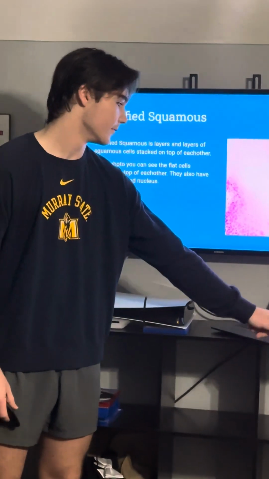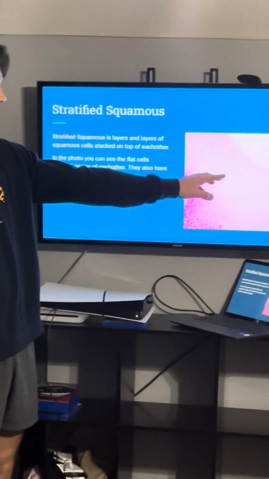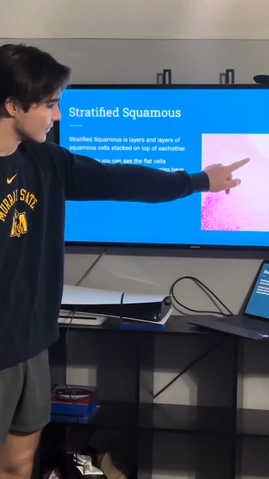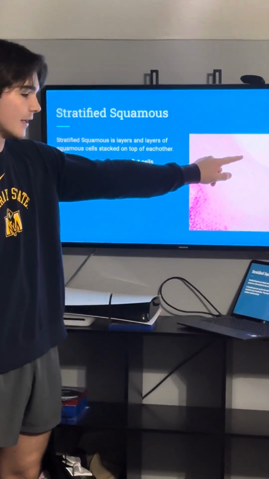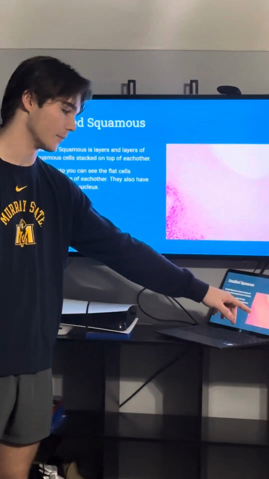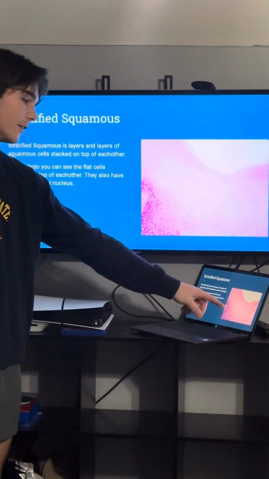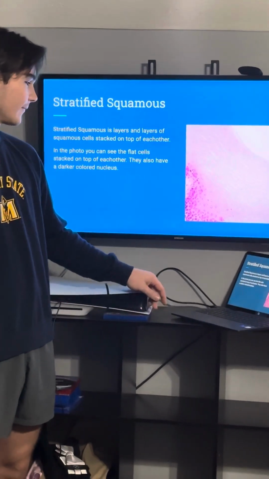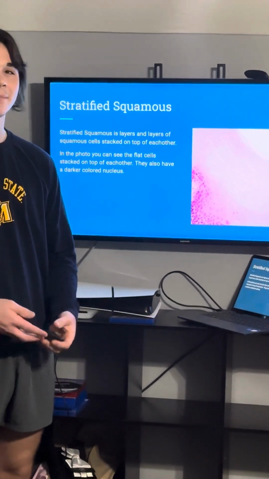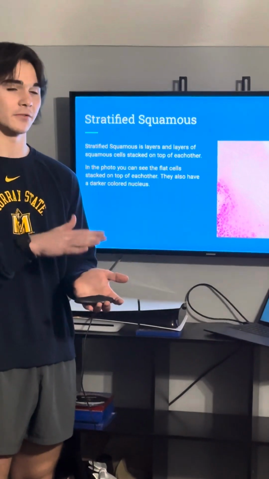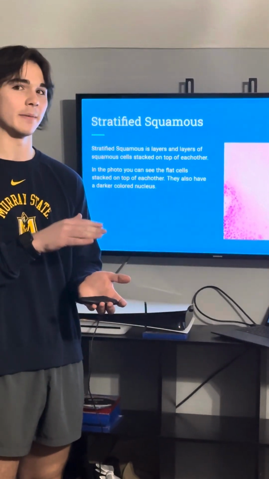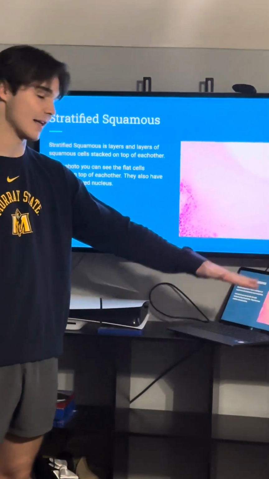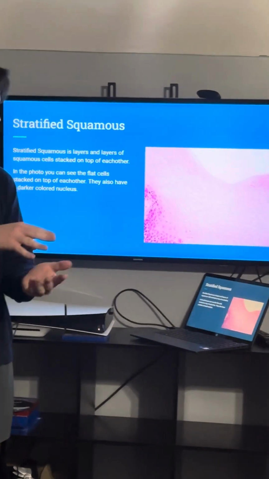Next, we have stratified squamous. This is a picture of stratified squamous under a slide. This dark pink, those are nuclei. You can see it better on the computer, but there's dark pink circles on the slide, and it's nuclei. Stratified means it's layered on top of each other, so there's more than one layer on top of the basement membrane. And you can see in the pictures the flat cells squished on top of each other.